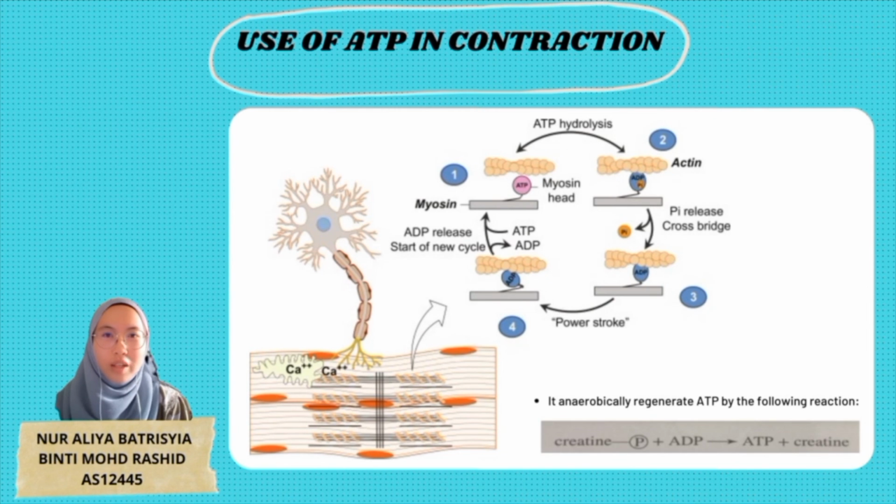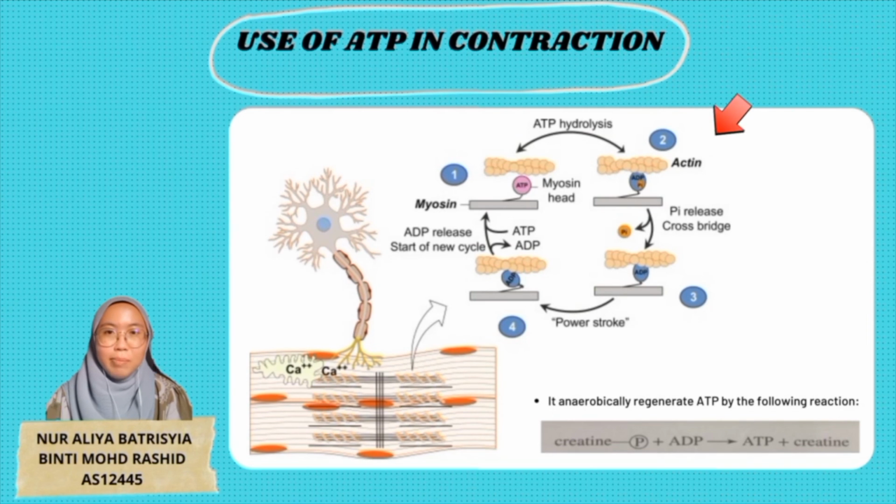Next, we are going to talk about the use of ATP in muscle contraction. There are four components of muscle contraction, which are actin filament, calcium ion, myosin filament, and ATP. First, I will state the function of each component. The first component, actin filaments, slide past the myosin. This will cause contraction of the muscle. Second, calcium ion. Calcium ion is needed in order for the myosin to bind with actin.